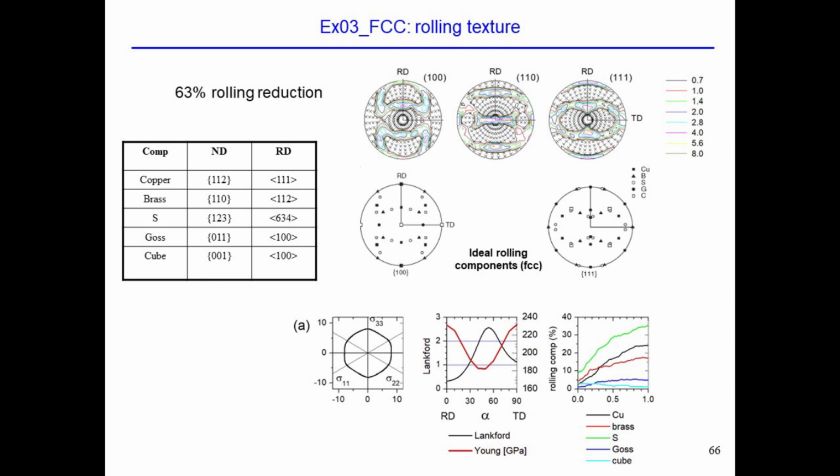Now, the code will calculate the yield surface, and it will calculate the evolution of these components, the copper, brass, S, cos, and cube, with deformation. So you may want to check, for example, that obviously the S component is the one that increases the most, so it's the dominant one in this particular problem. And in this plot, these are the open circles, so you may want to look at the open circles and where they fall in the predicted texture. As I said before, the components are defined as follows: if the orientation is within 15 degrees of the ideal value, it is considered that it belongs to that component.